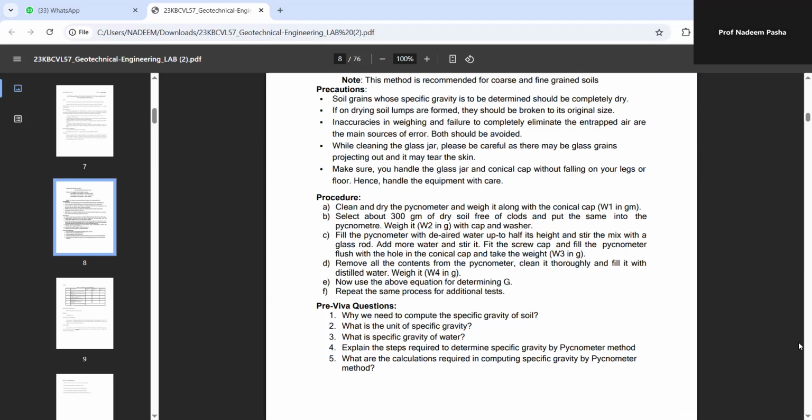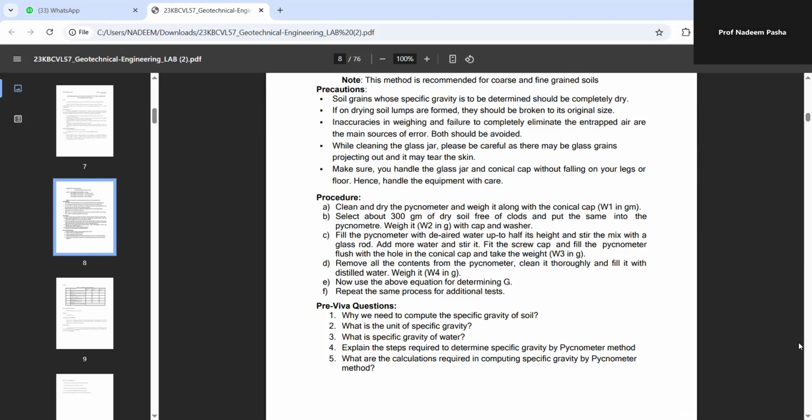Now fill the pycnometer with de-aired water up to half its height and stir the mix with the glass rod. Add more water and stir it. Fill up the pycnometer flush with the hole in the conical cap and take the weight W3 in grams.